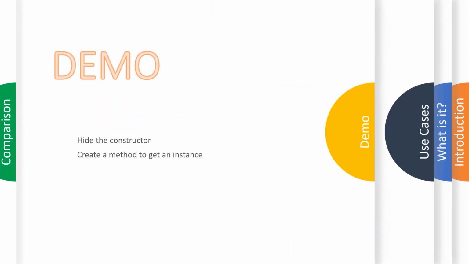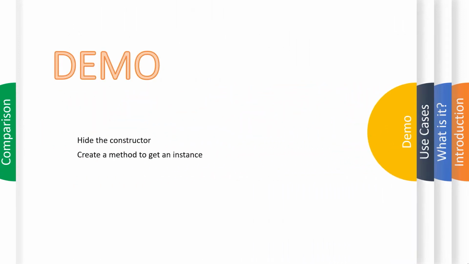Now it's time for a demo. There are two steps in creating a singleton object. First is to hide the constructor so no one else can create an object from outside of the class. The second step is to create a static method that will return an instance of the object from the inside of the class. So let's get our hands dirty.